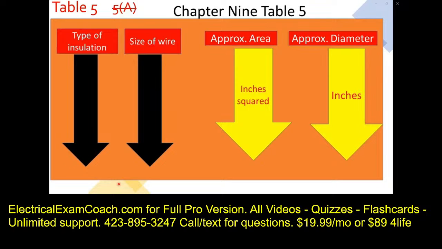So we're going to head here and we're going to start on the left-hand side and find our type of insulation. Then we're going to cross over and find our wire size. Then we have to be careful here. We want to make sure that we're in the approximate area and that we're in the inches squared.